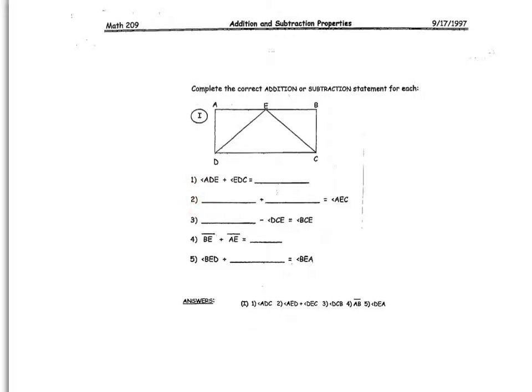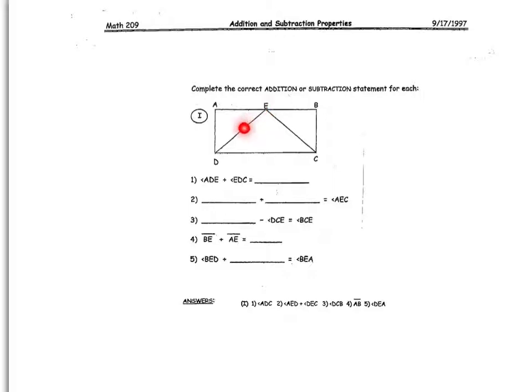In number 2, I have 2 missing angles that together make angle AEC. So let's look at where angle AEC is located. Here's A to E to C. Always make sure that the point in the middle is the vertex point. And you start on one side, go to the vertex, and continue on the other side. So when we're asking about angle addition, we're really interested in the space inside angle A to E to C, which is all this space in here.